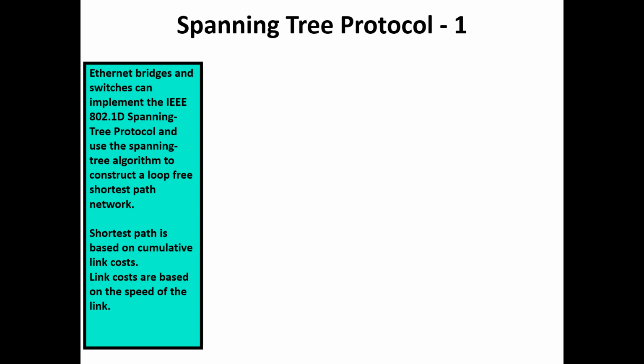Ethernet bridges and switches can implement the IEEE 802.1d spanning tree protocol and use the spanning tree algorithm to construct a loop-free shortest path network. Shortest path is based on cumulative link costs. Link costs are based on the speed of the link.